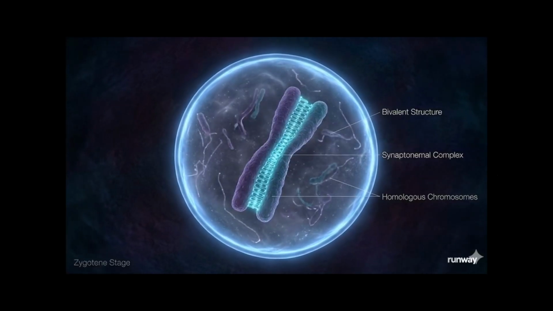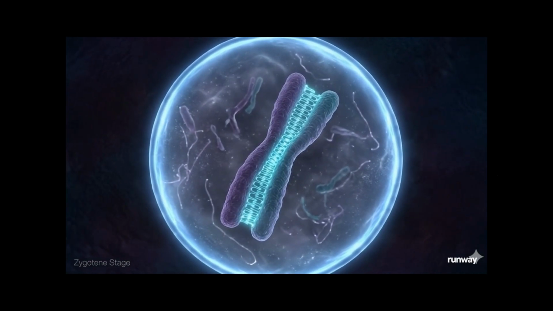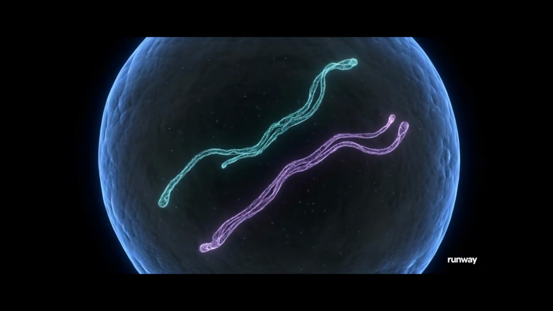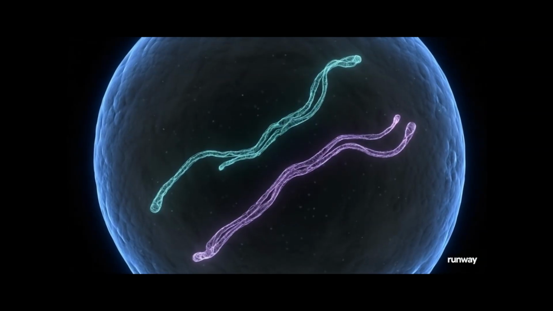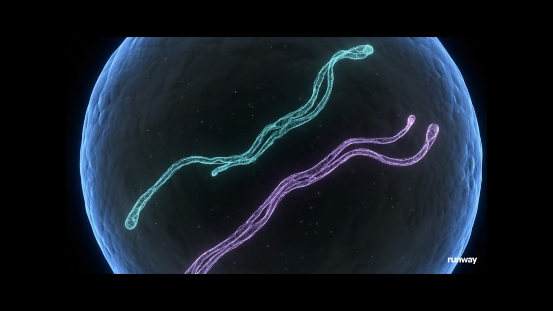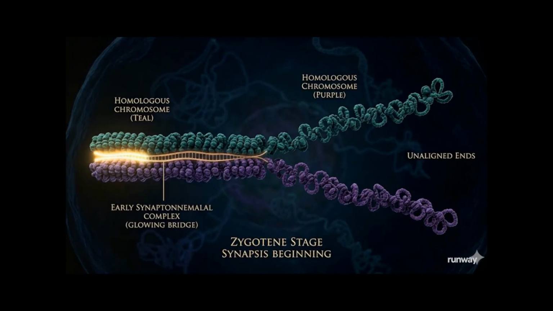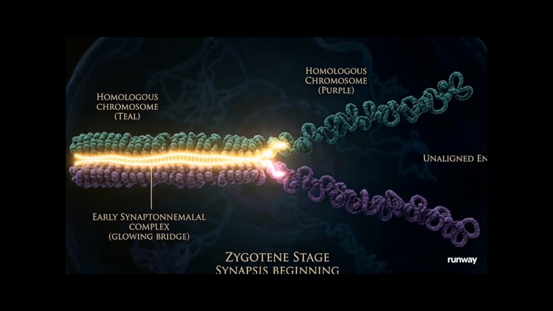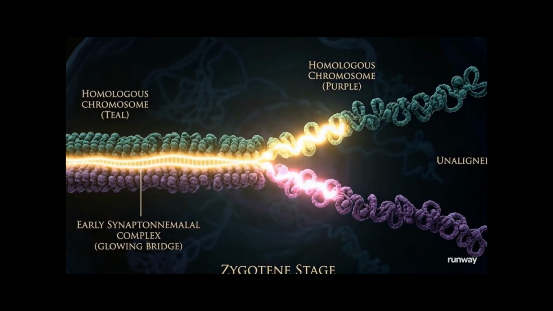Next comes zygotene, meaning paired threads. Here, something remarkable happens. Chromosomes begin actively seeking out their partners. This pairing process is called synapsis. Each chromosome aligns precisely with its homologous partner, its corresponding chromosome inherited from the other parent.